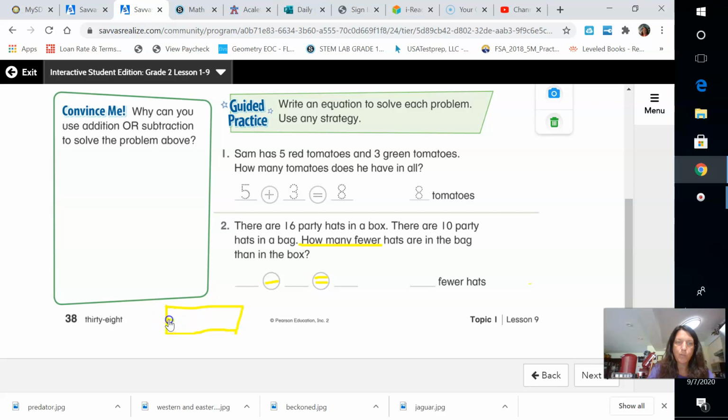In your part whole box, if we're subtracting, your big number 16 would go up at the top in the big part. 10 would go here. You shouldn't even have to think about this one. 10 plus what equals 16? That's a teen number. Six. There are 6 fewer hats. We know that 10 plus 6 equals 16, right?